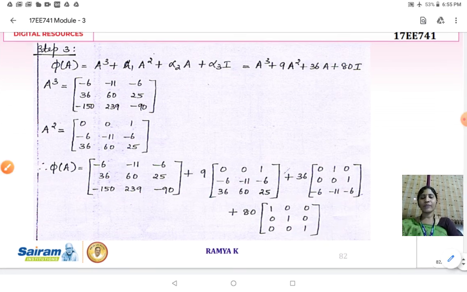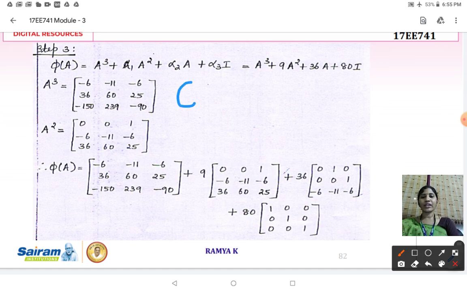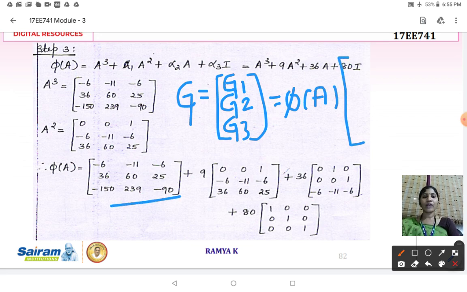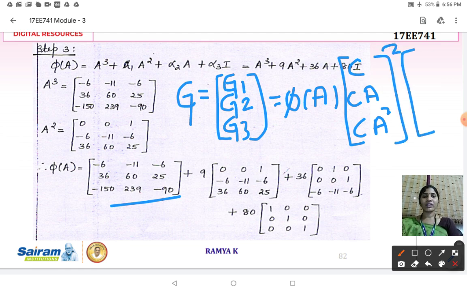Once it is done, you have to identify the gain G. Since it has three state variables, the gain is going to be G1, G2, G3. This is the gain we need to identify, which is equal to phi of A. Phi of A we have already identified, and here since we have three state variables, we will be using the inverse of C, CA, CA square, into 0, 0, 1.